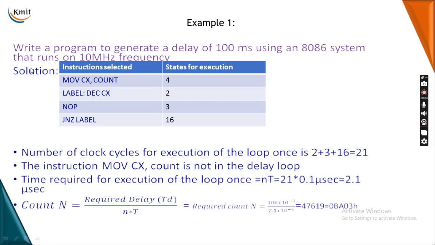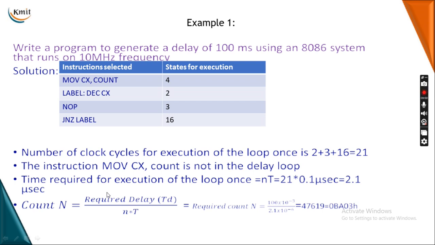As we are going only for loop execution, the number of clock cycles for the loop is, since the label is not included, 2 plus 3 plus 16, total equal to 21. Getting the point here? This is the number of clock cycles for execution in the loop, because it is looped a number of times. The instruction MOV CX, count does not come into the delay loop.